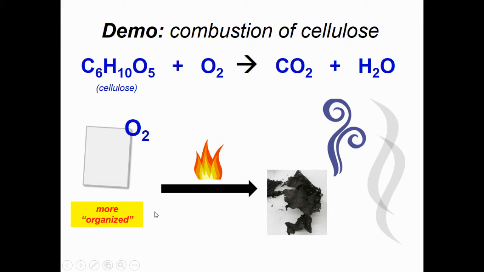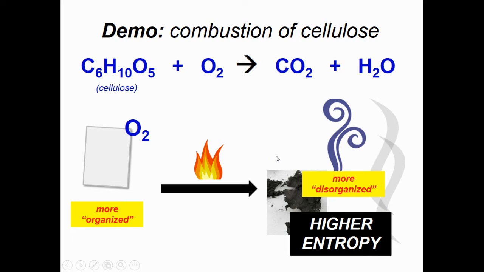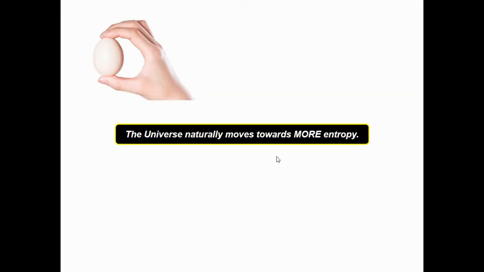So we start out with a system that is more organized. We've got that nice cellulose in that piece of paper and some oxygen gas nearby. When it goes through combustion, we end up with two different gases that float away, and maybe some leftover ash. So that is more disorganized afterwards. So we say it has higher entropy. We start out with less entropy in this reaction, and we end up with more entropy. So this reaction represents an increase in the entropy of the system. We go from low entropy to higher entropy.